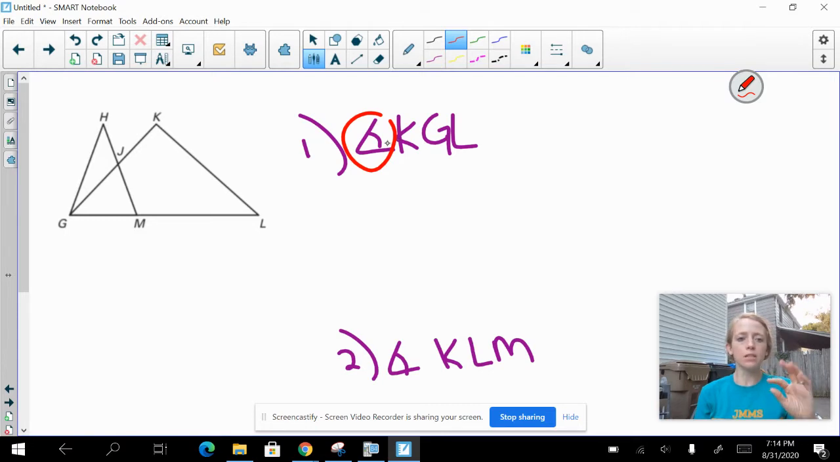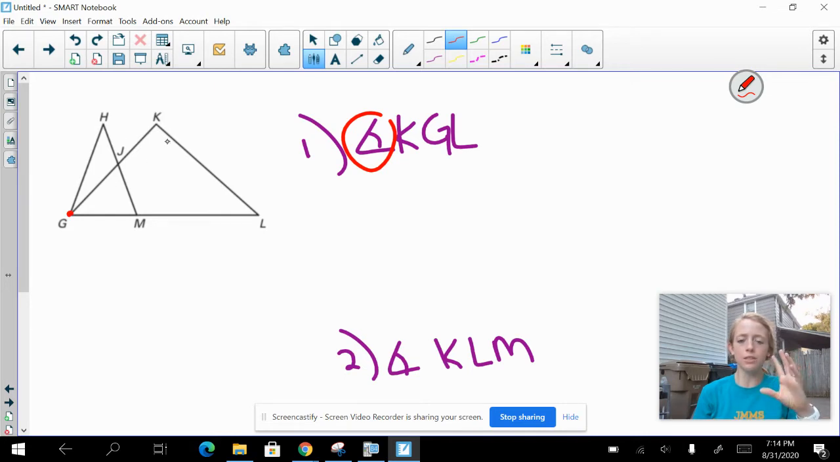So let's look at this example. So KGL, and let's find as many different names we can give this. As long as G is in the middle of the letters, then G represents the vertex. So G is the vertex of the angle.